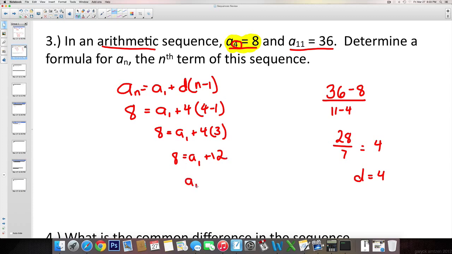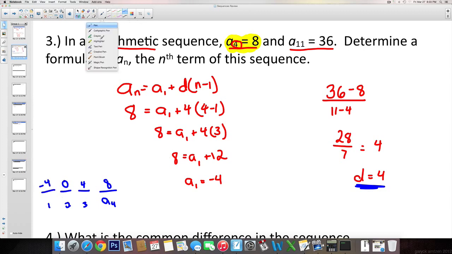And after doing this, we get -4 as our first term. Or another way, which I was mentioning before with backtracking, if we know that the fourth term is 8 and we know our common difference is 4, well then the third term has to be 4, the second term has to be 0, and the first term has to be -4. So now we have the two things we need in order to write that general form. We have the first term and we have the common difference.